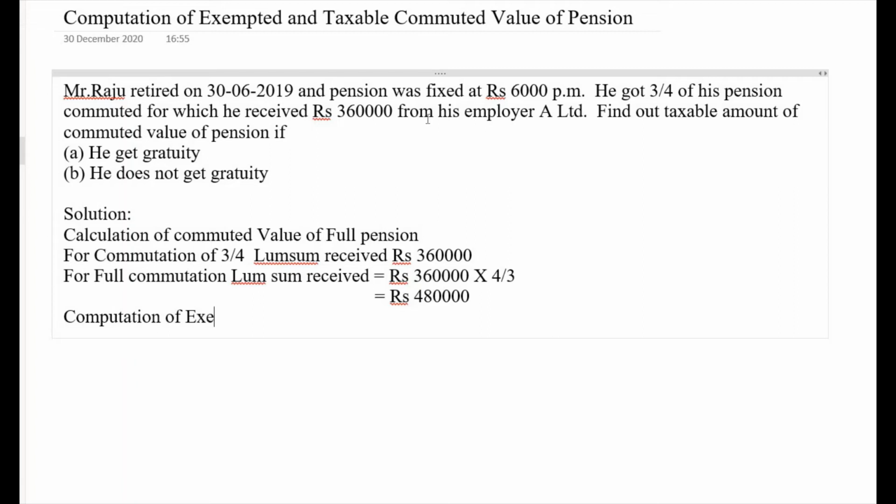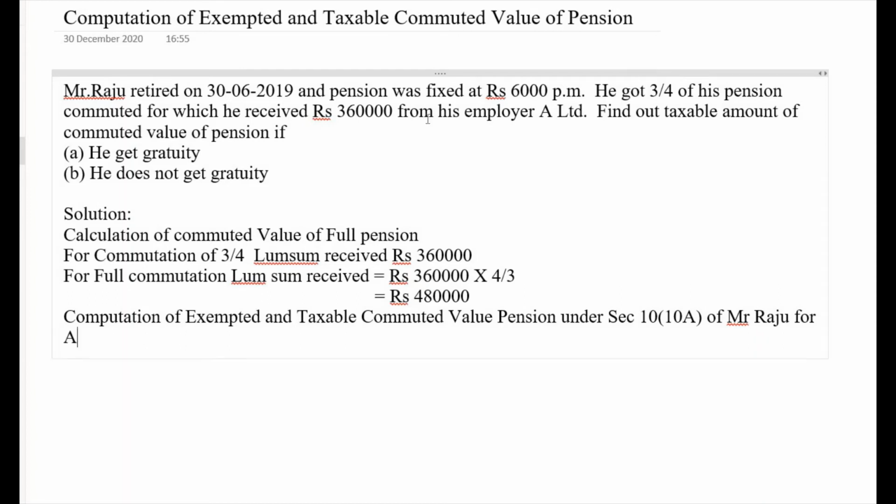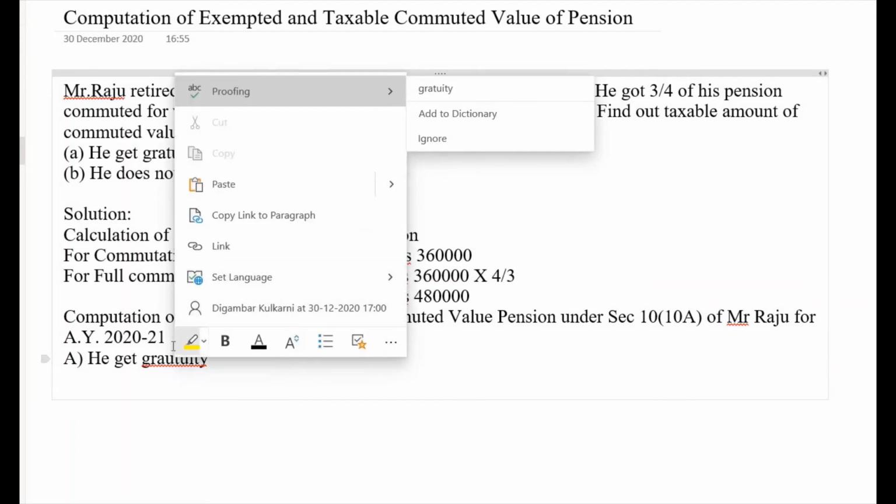Computation of exempted and taxable commuted value of pension under section 10(10A) of Mr. Raju for the assessment year 2021. So first, case A, he gets gratuity.